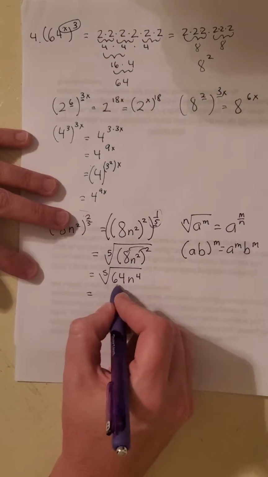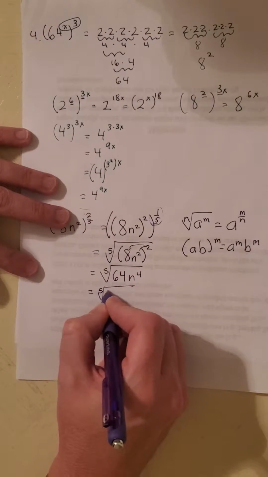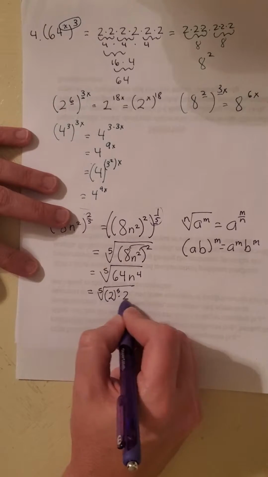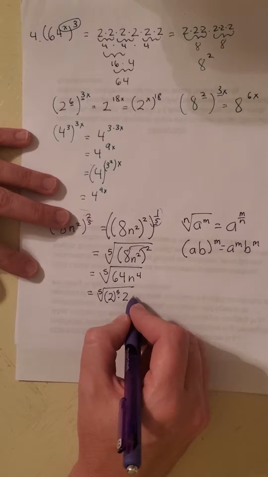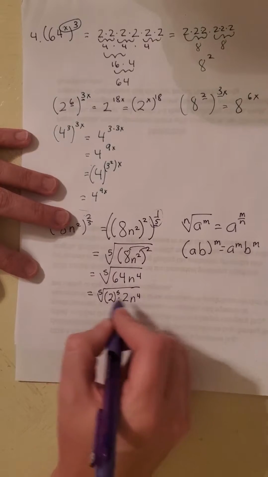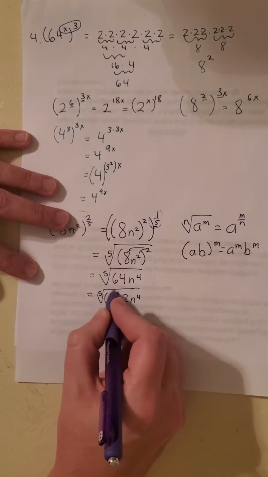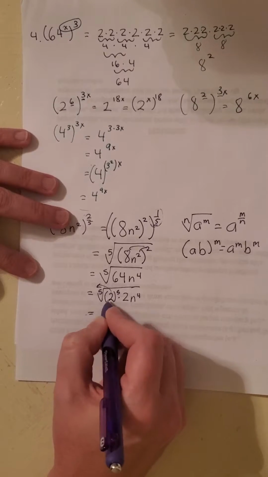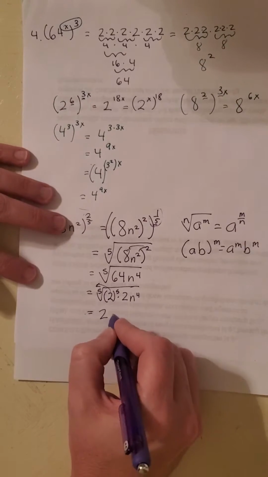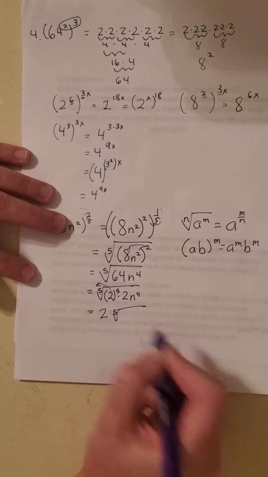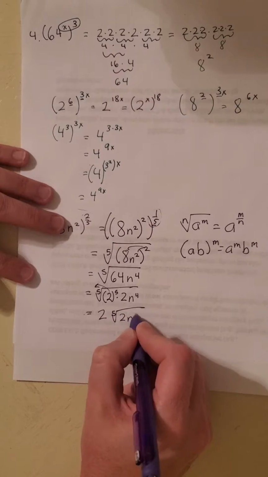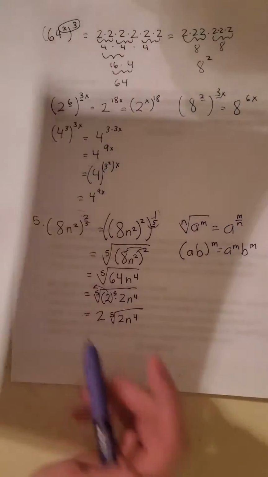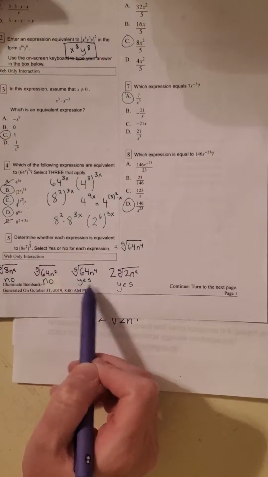And so this is actually the fifth root of 2 to the fifth times 2, that's 2 to the sixth, which is 64, and then n to the fourth. And remember that this is a perfect fifth root, so it's going to pop out, and I get a 2 on the outside. And then under the radical, and remember it's a fifth root, I have 2n to the fourth. All right, so the two that are equivalent would be the third and fourth ones.